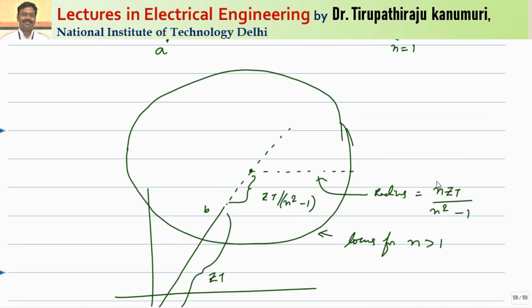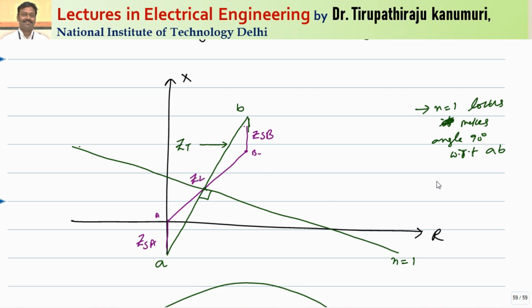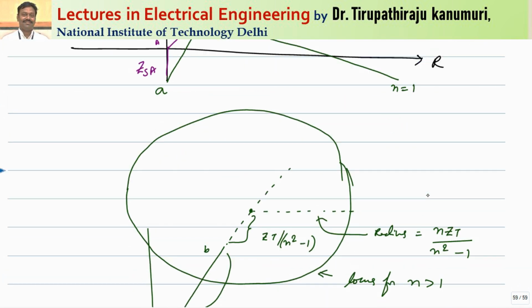So this indicates the locus for n greater than 1. If your value of n is greater than 1, the circle will come something like this. So I am drawing it here. It will get a circle like this. This will be the locus for n greater than 1. So how n greater than 1 came, I have explained here.